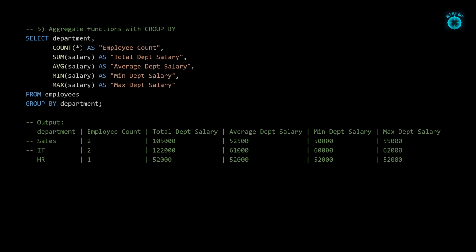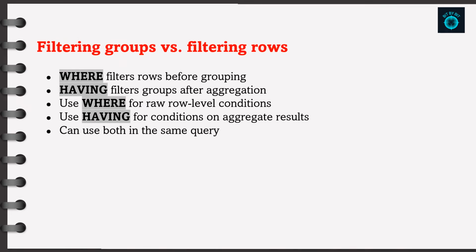Fifth example, we combine aggregate functions with group by department. This groups employees by department first, then calculates totals and averages for each group. For example, Sales has 2 employees, a total salary of $105,000, an average salary of $52,500, a minimum salary of $50,000, and a maximum salary of $55,000. IT has similar calculations with slightly higher salaries, and HR has only 1 employee, so all the values match that single salary.